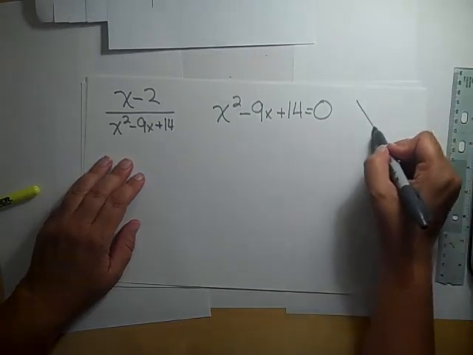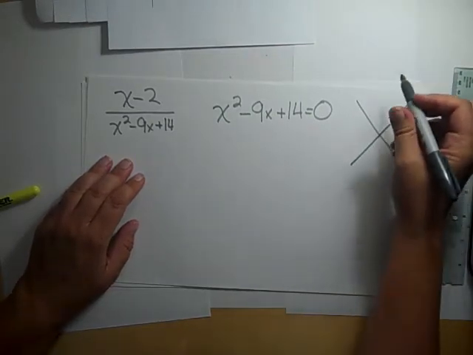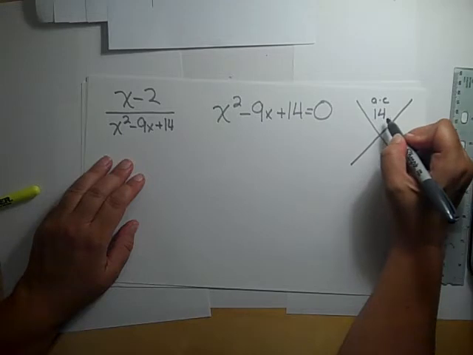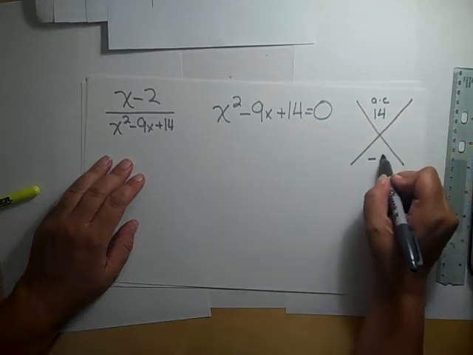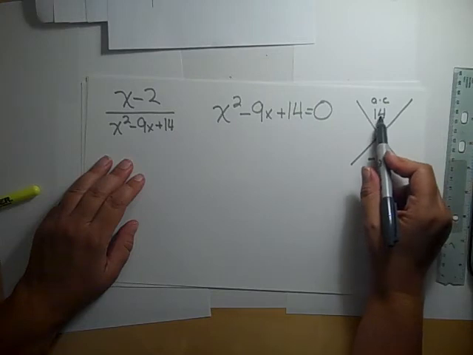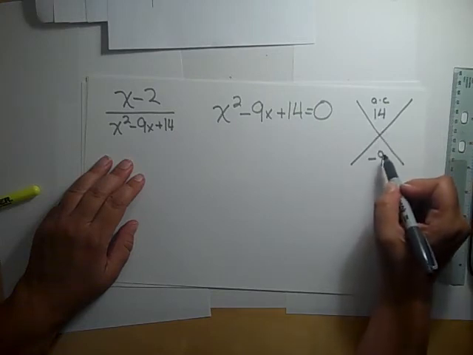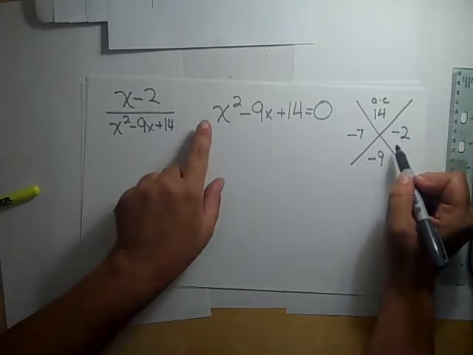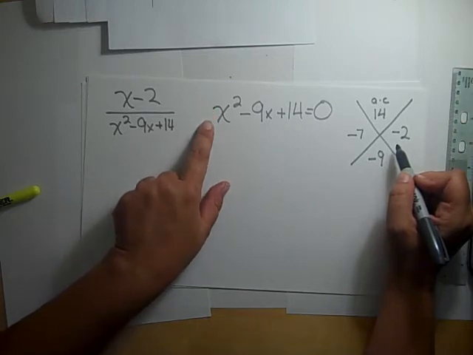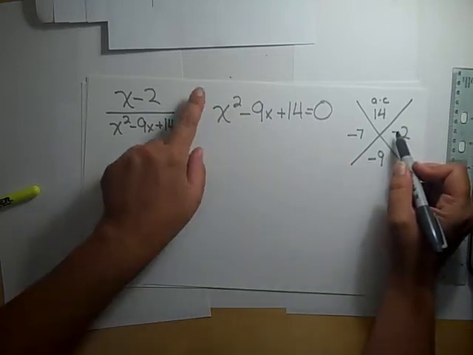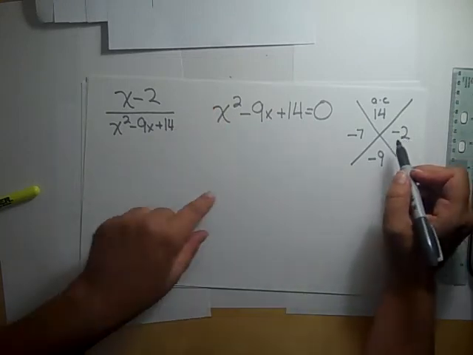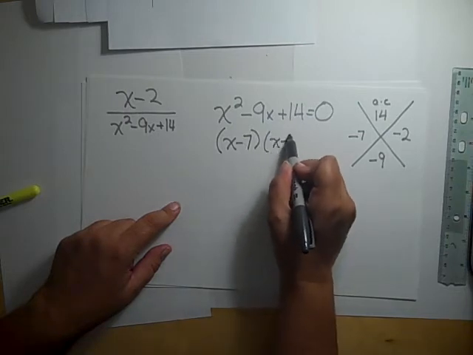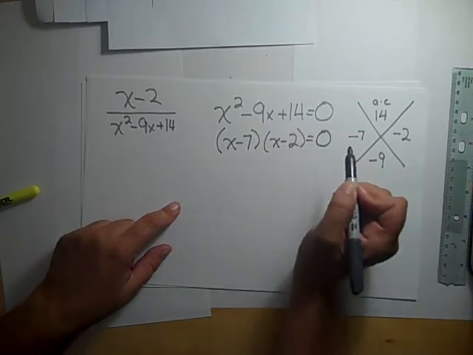Let's try factoring. If you don't remember how to factor, one way you can do it is the x method, where the top of the x is a times c. That's 14. Bottom of the x is b. That's negative 9. You want numbers that multiply to be the top and add to be the bottom. So let's use negative 7 and negative 2. If your coefficient is 1, you do the x and you're done. So that gives us our factors: x minus 7, x minus 2 equals 0.